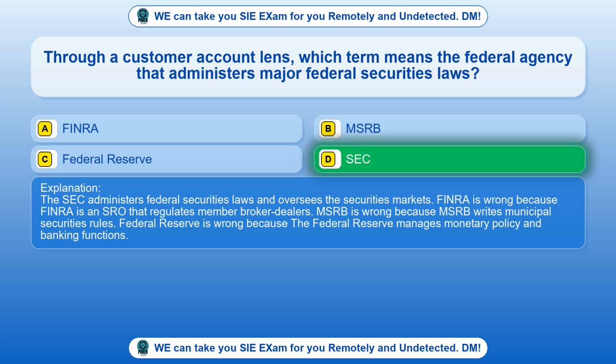The SEC administers federal securities laws and oversees the securities markets. FINRA is wrong because FINRA is an SRO that regulates member broker-dealers. MSRB is wrong because MSRB writes municipal securities rules. Federal Reserve is wrong because the Federal Reserve manages monetary policy and banking functions.